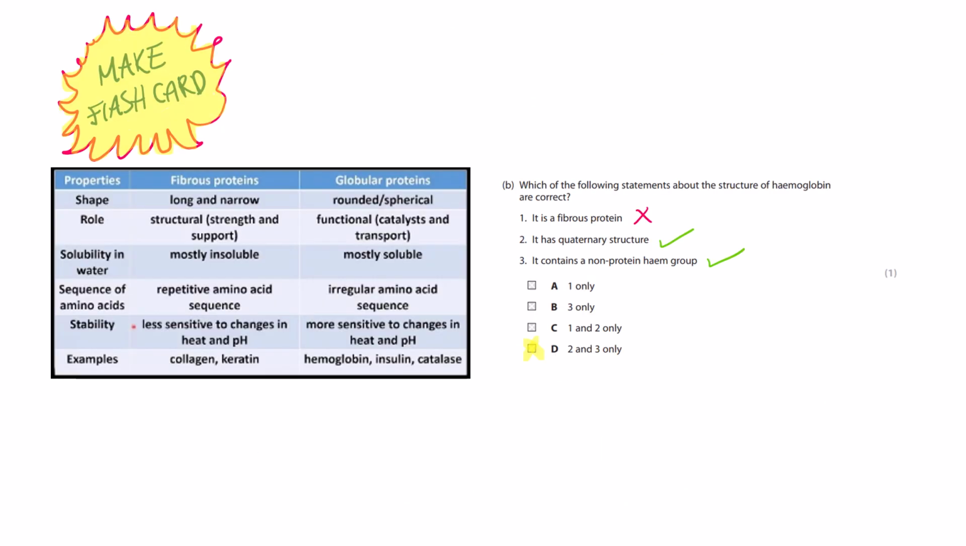Okay, now make a flashcard of this table. This is the table that I used when I used to do my A-levels, and this table really helped me to understand the differences between fibrous proteins and globular proteins.